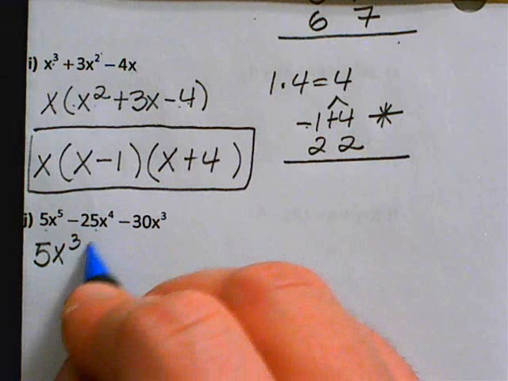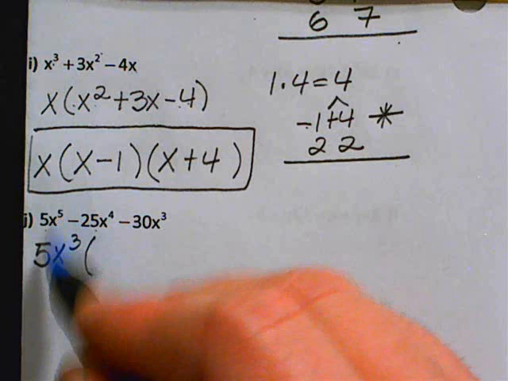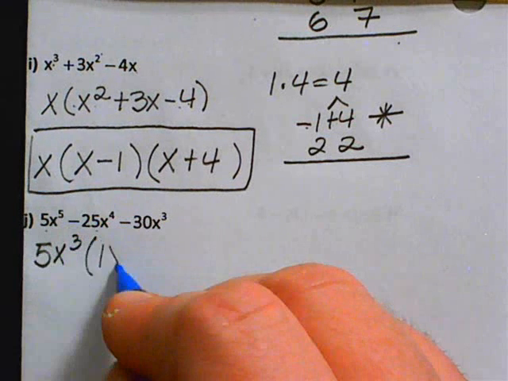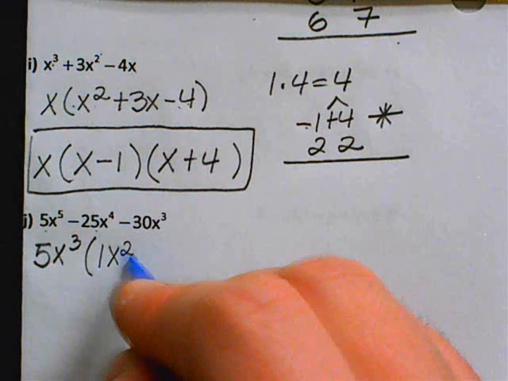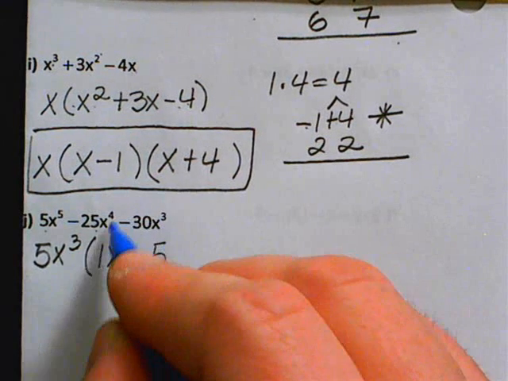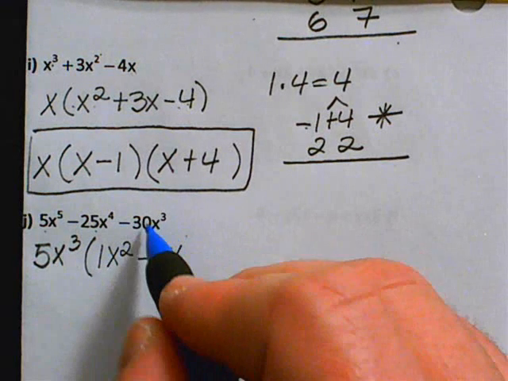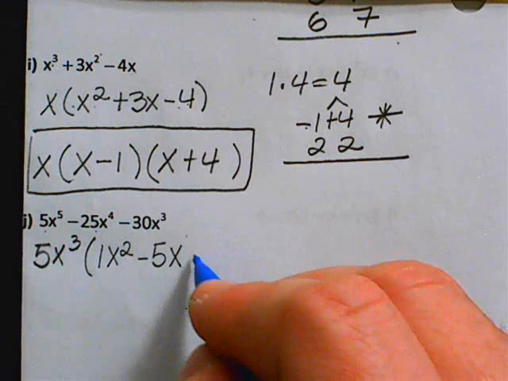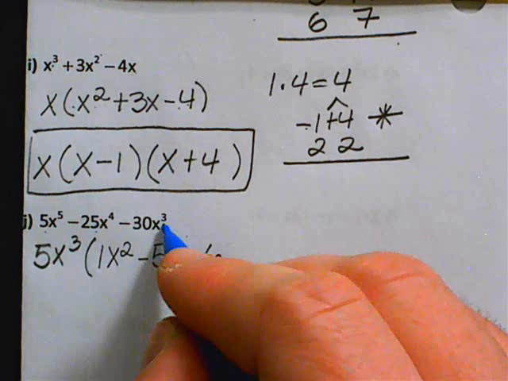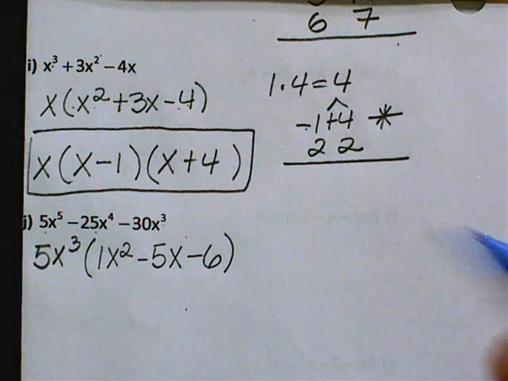Now with that decided, let's divide. 5 divided by 5 is a 1. X to the 5th divided by x to the 3rd is x squared. Negative 25 divided by 5 is negative 5. X to the 4th divided by x cubed is x. Negative 30 divided by 5 is negative 6. And x cubed divided by x cubed, the x cubed cancel. So we have this on the outside.